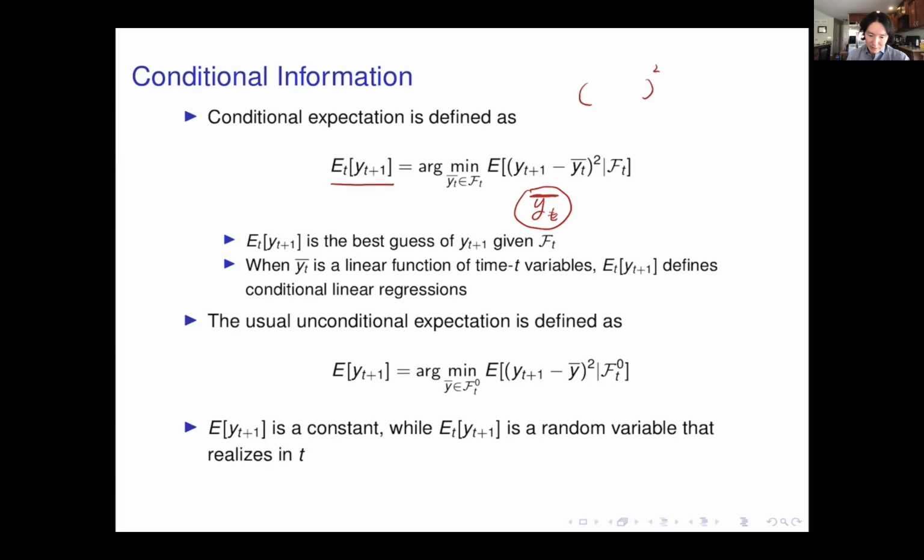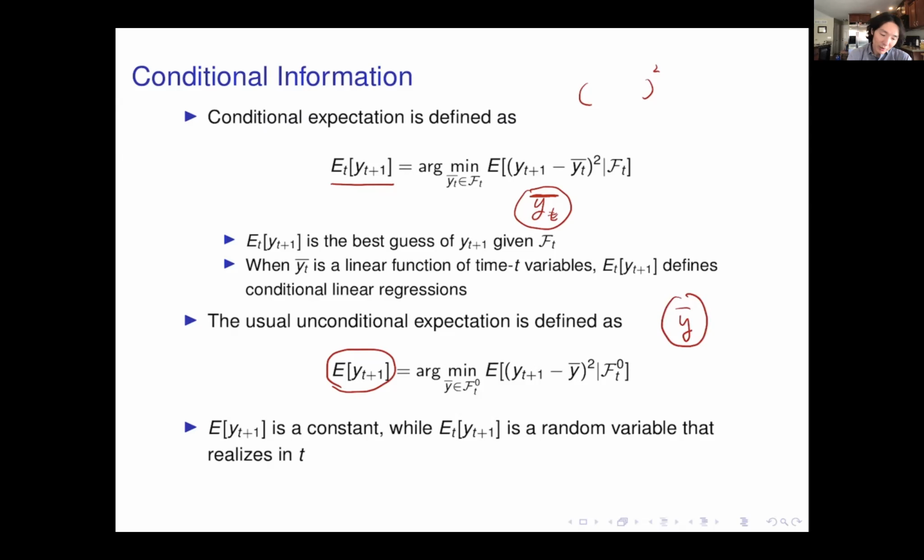Conditional expectation. In other words, a conditional expectation of Y_{t+1} is the best guess of Y_{t+1} given F_t when Y_t hat is a linear function of all time t variables. Conditional expectations define the conditional linear regressions. Okay. The usual unconditional expectation, 보통 얘기하는 평균, unconditional expectation is simply some constant, okay, that is going to minimize square distance from that constant.